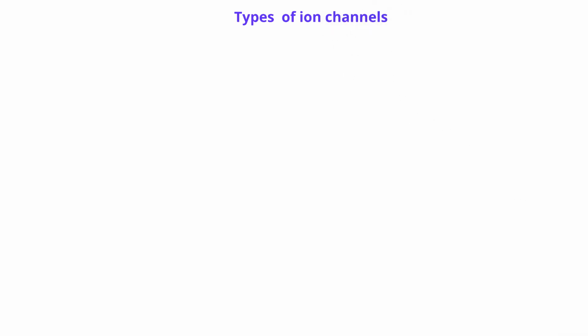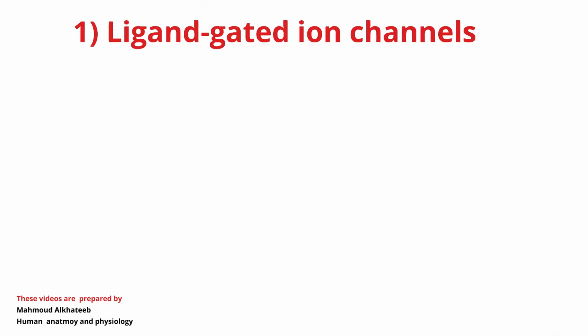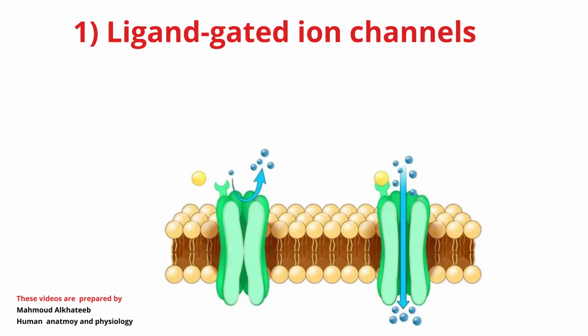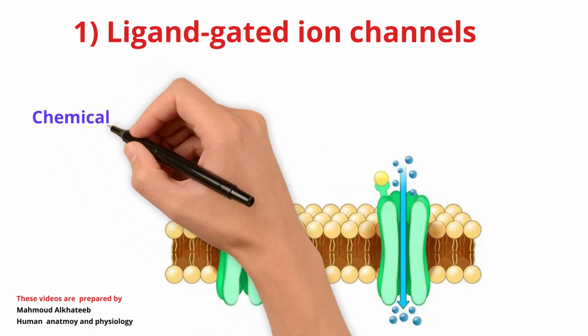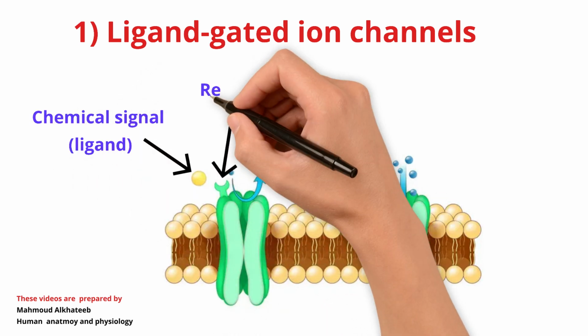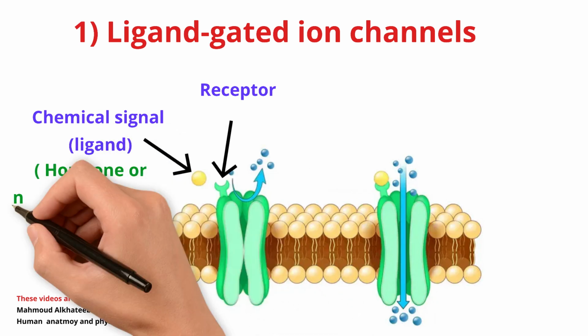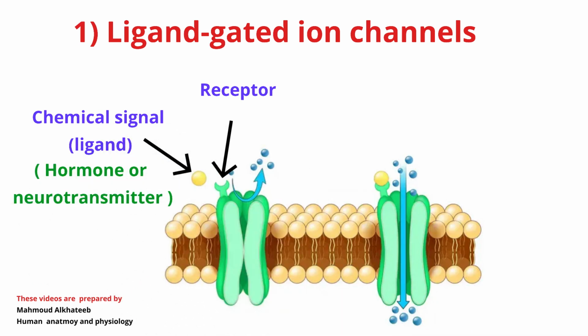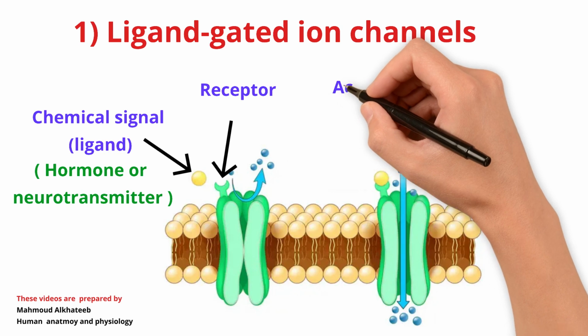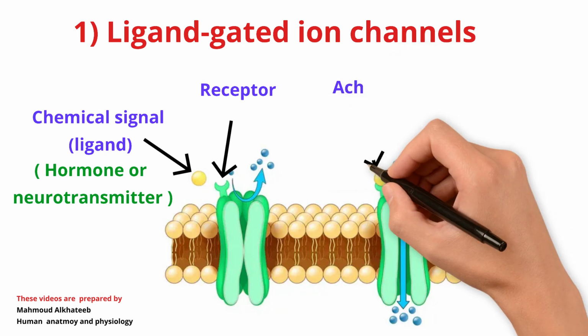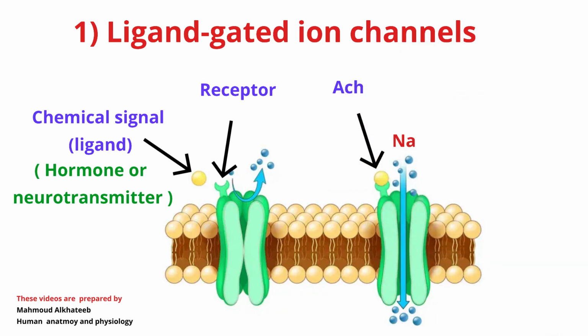Ion channels come in various types, each with a unique function. First, let's talk about ligand-gated ion channels. These channels open or close in response to the binding of a chemical signal known as a ligand with a receptor on the cell membrane. Examples of ligands are neurotransmitters or hormones. When a neurotransmitter like acetylcholine binds to the receptors on a muscle cell, it opens sodium channels, allowing sodium ions to enter and triggering depolarization, which leads to muscle contraction.